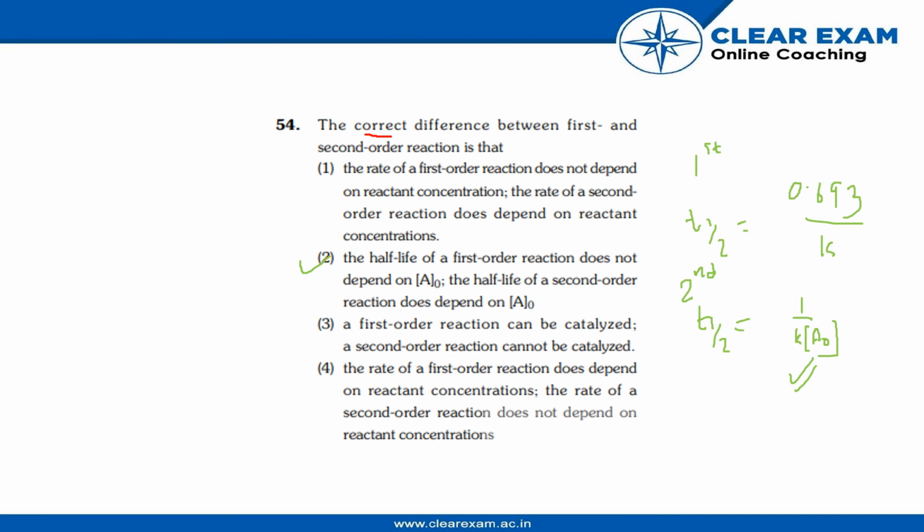The formula is simple, just K is there and this is constant. So the correct option is second, as it says the half-life of a first order reaction does not depend on A naught, and the half-life of a second order reaction does depend. So option 2 is correct.